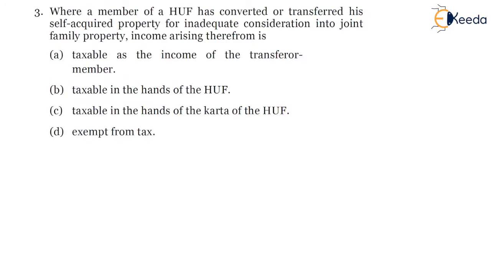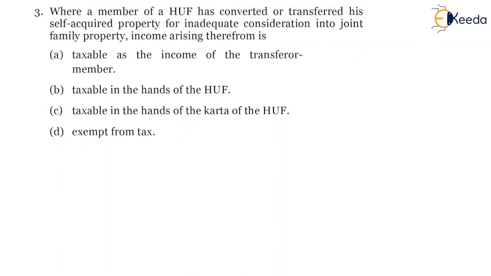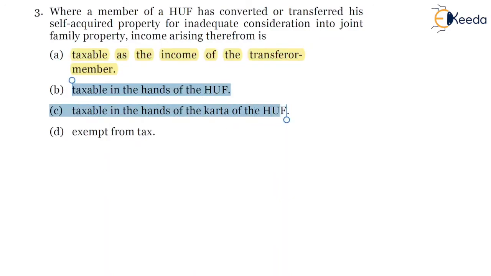Moving on to the next MCQ. Where a member of a HUF has converted or transferred his self-acquired property for inadequate consideration into joint family property, the income arising therefrom, this is what we have just discussed, will be taxable in the hands of the transferor member, right? Taxable as the income of the transferor member, yes. Taxable in the hands of HUF, no. Taxable in the hands of karta of HUF, no. Or exempt from tax? It is not exempt from tax, and neither is it taxable in the hands of karta or HUF. It will be taxable in the hands of the transferor.